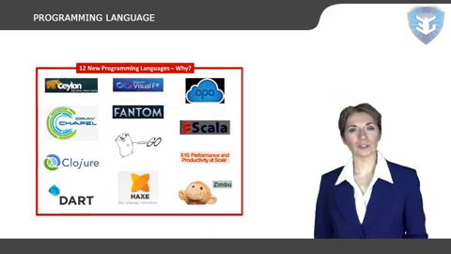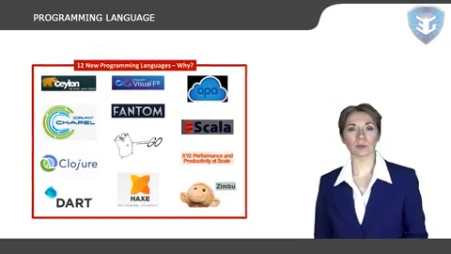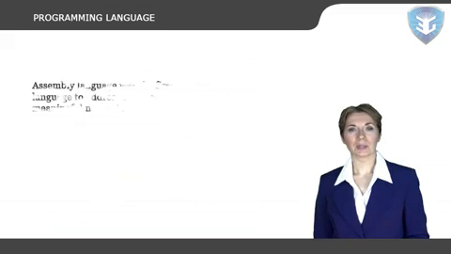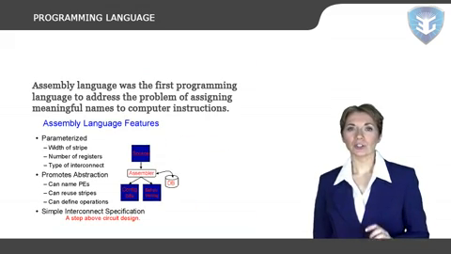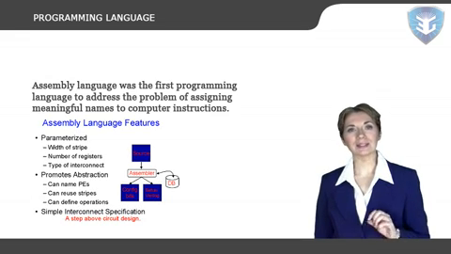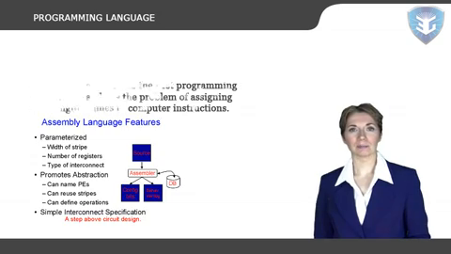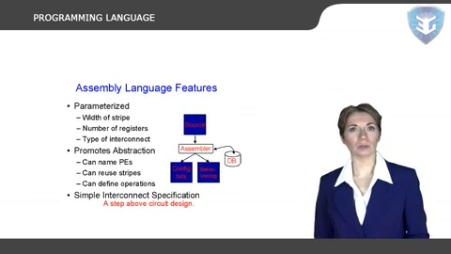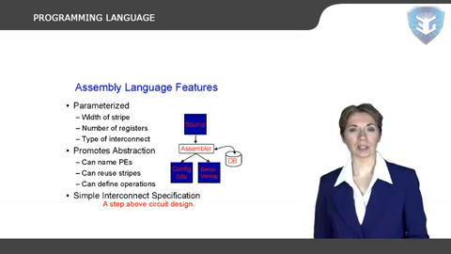An early solution to simplifying programming was the use of hexadecimal notation to represent machine instructions. Assembly language was the first programming language to address the problem of assigning meaningful names to computer instructions. This language used simple names like load, add, or store to represent machine instructions.